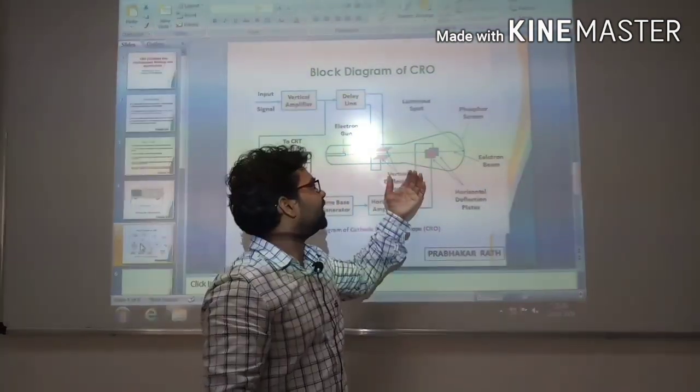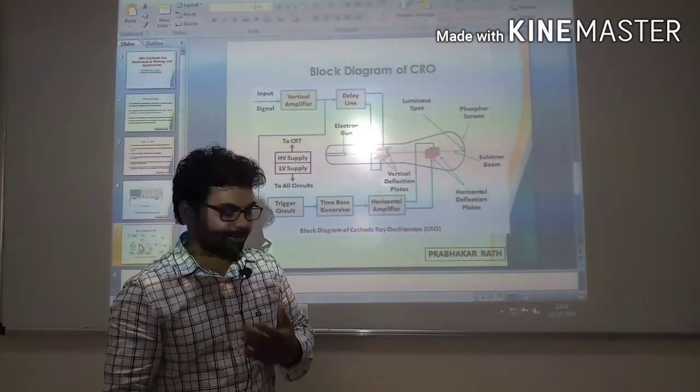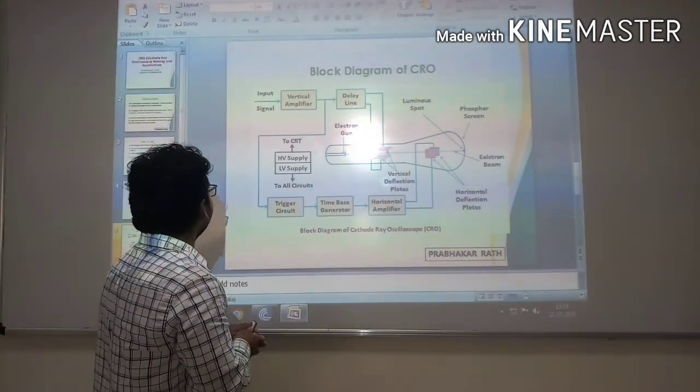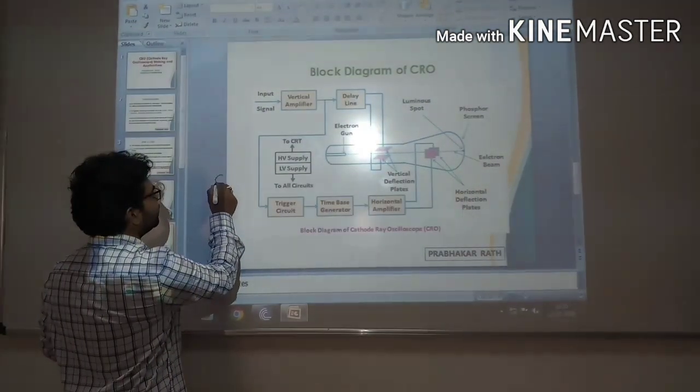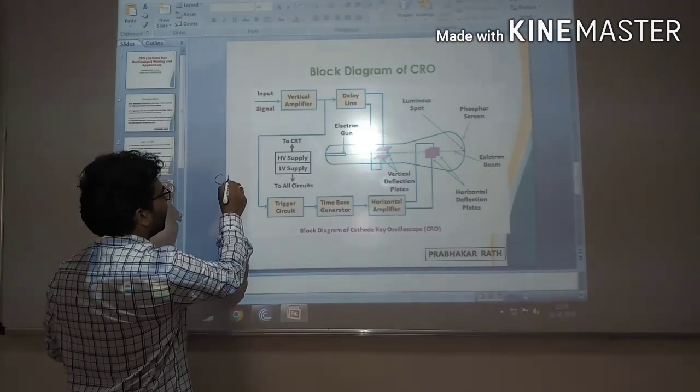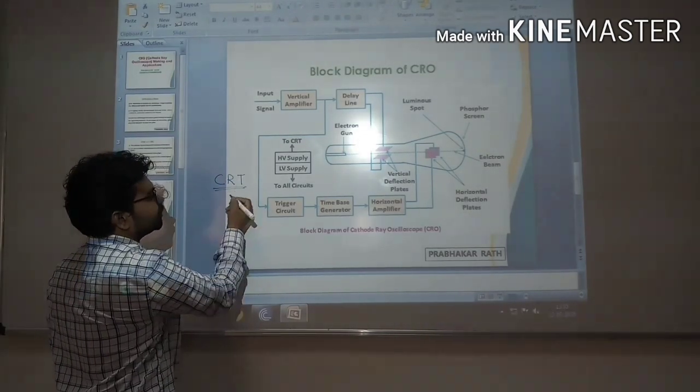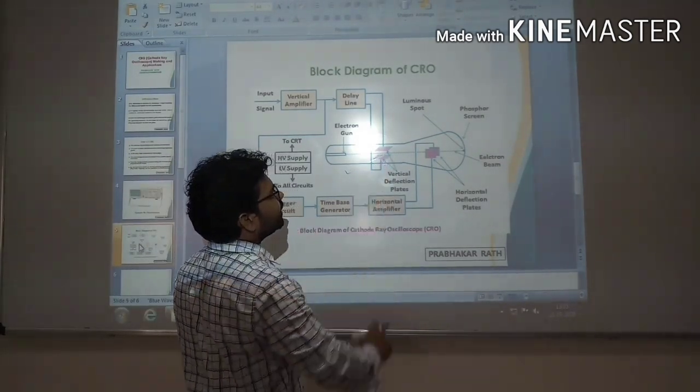Heart of CRO, that is the CRT, cathode ray tube. So, the heart of CRO is your cathode ray tube. This is the main component, CRT, that is called cathode ray tube. This is your cathode ray tube.